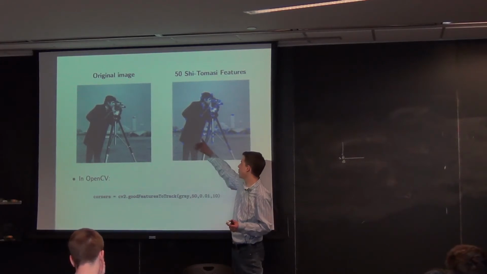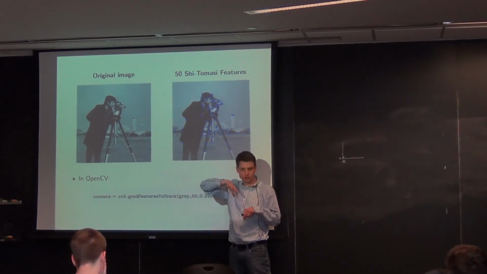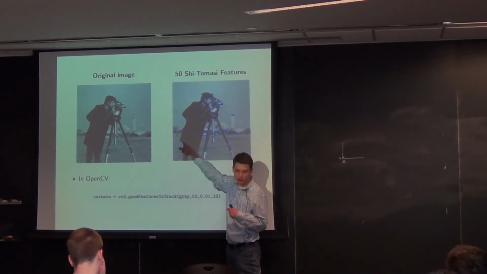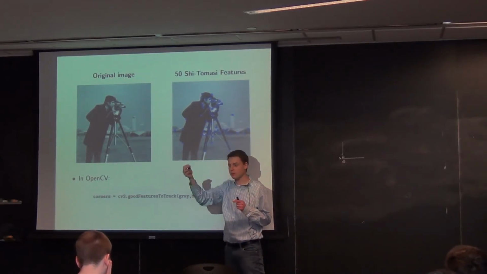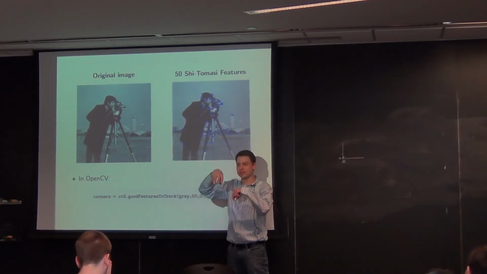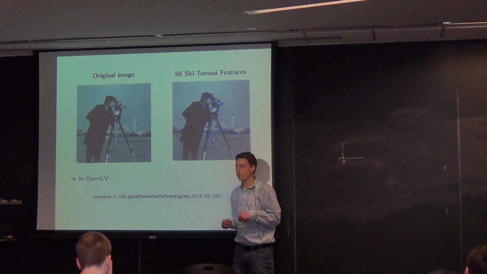Essentially what you do is you always find a locally best feature. So if you're at a point and it looks good according to this measure, but one of its neighbors looks better, you just go to that neighbor, and you keep doing that until you're at a peak, and then that becomes your corner.